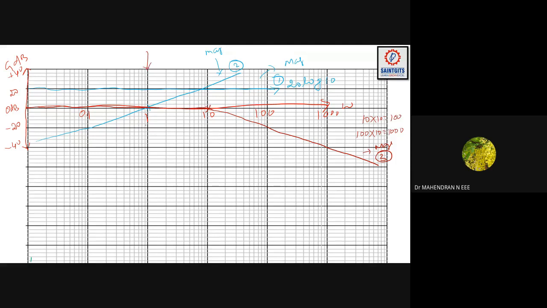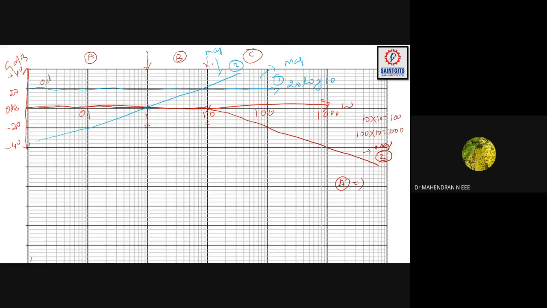You see that there are corner frequencies at 1 and 10. So there are three regions: region A, region B, and region C. In region A, what will be the slope change? You see that this is 0 dB.